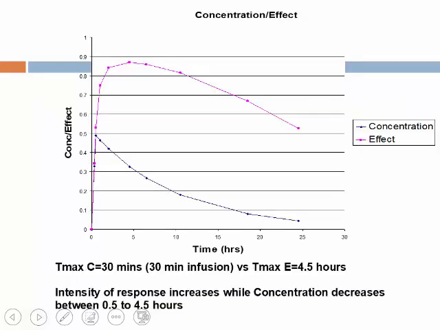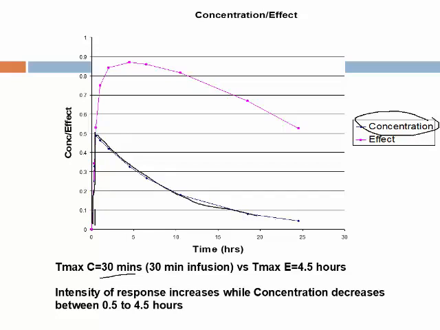Here we're going to have a lag. Okay, so notice these are not necessarily parallel. What this shows us is that we have a Tmax at 30 minutes because we're giving this over a half hour. This is our concentration in blue again. As we increase our concentration, and then the infusion stops and the drug starts to decline. This is declining in probably a log linear fashion.